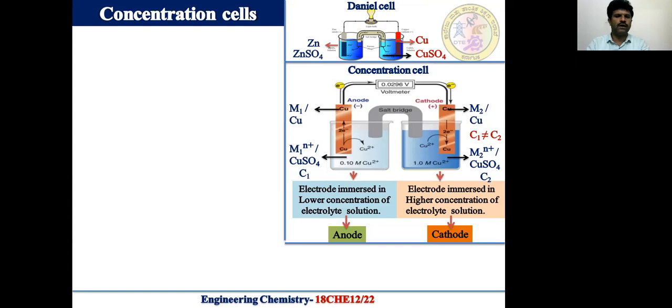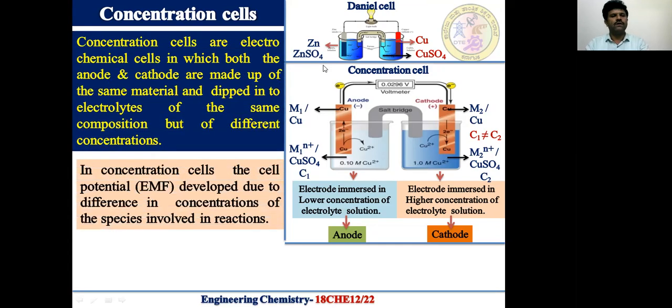Then what are concentration cells? Concentration cells are electrochemical cells in which both the anode and cathode are made up of the same material or metal and dipped in the same electrolyte solution but of different concentrations. In concentration cells, the cell potential or EMF developed is due to the difference in concentrations of electrolyte solutions.